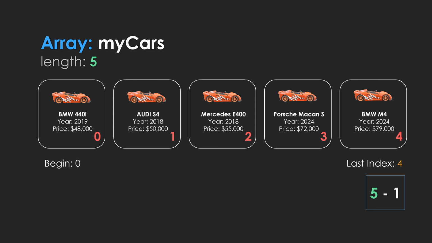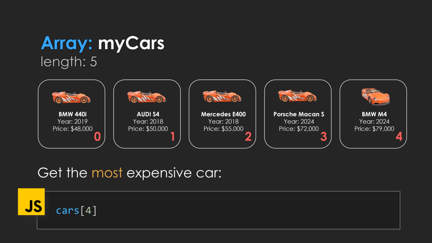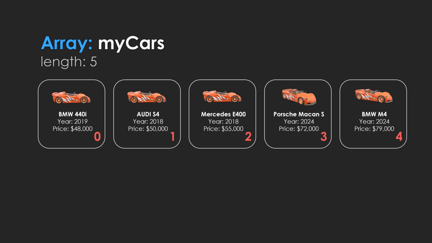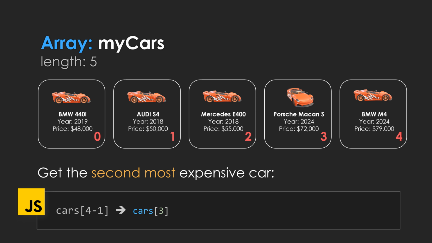Let's have some practical example. The cars are sorted by price, and we want to know the most expensive car. As we have 5 cars, we know the last index is the number 4. So, to get the most expensive car, we use cars, square brackets, number 4. Consequently, to find the second most expensive car, we need to subtract the last index by 1. That is 4 minus 1. It results on 3. So, the command in JavaScript will be cars, square brackets, number 3.